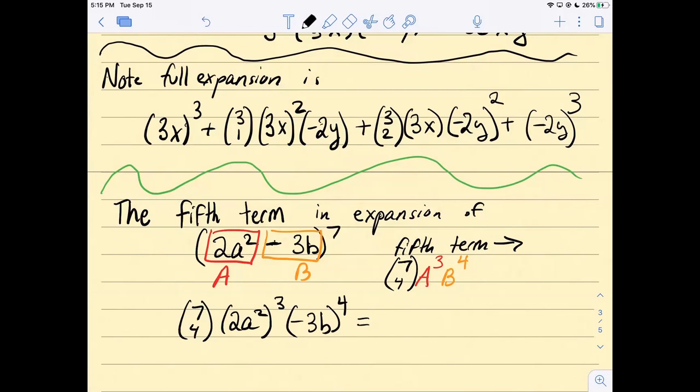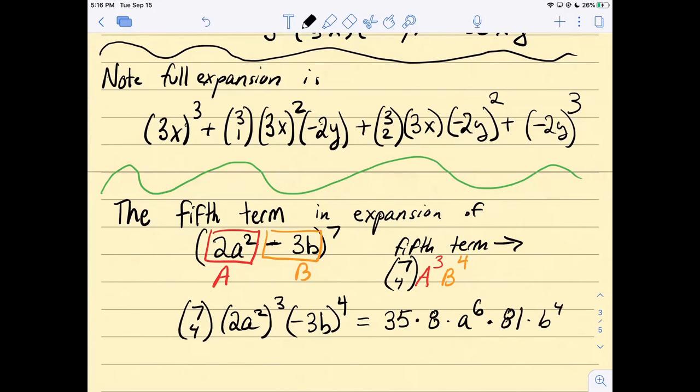What's 7 choose 4? Anyone? 7 choose 4, 35, I think? 35 times 8 times a to the 6th. Does anyone know negative 3 to the 4th? That's not a terrible one. 81. And then times b to the 4th.